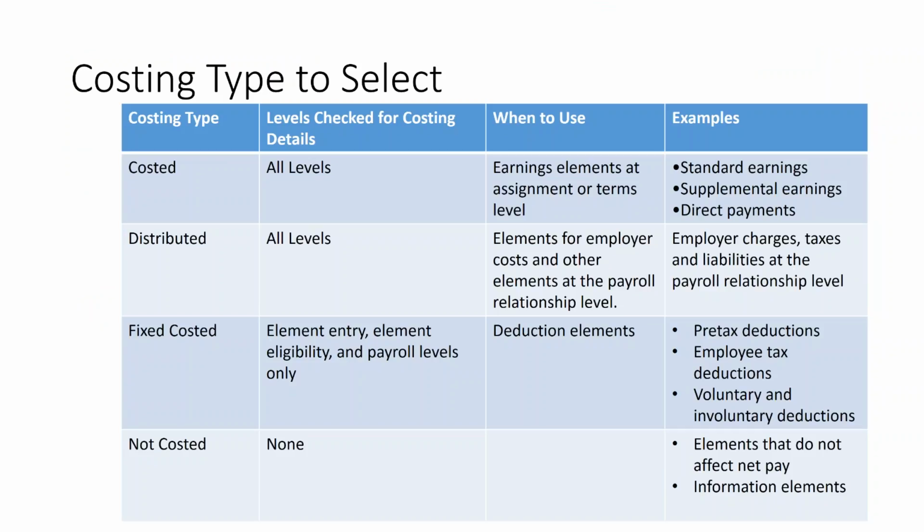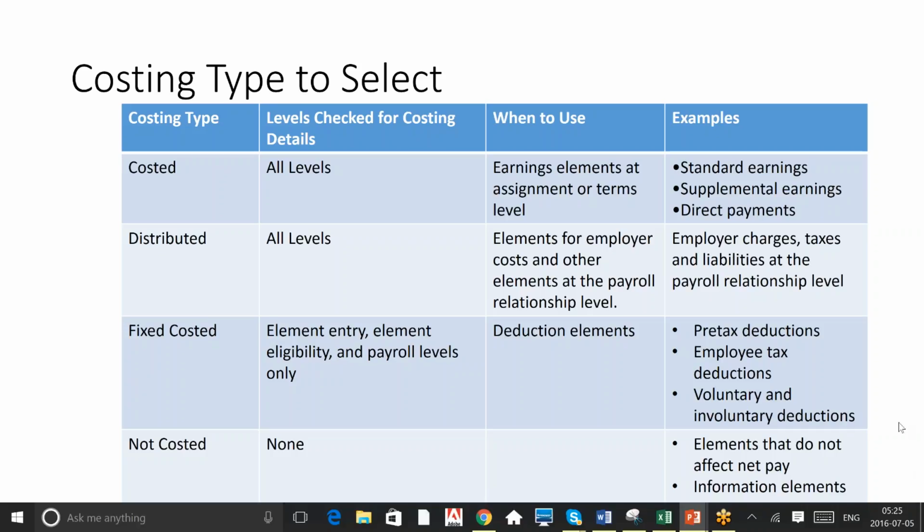Now for the costed, if we select costed as the costing type, then the costing can happen at all the levels. It's eligible to be costed at all levels. Most of the time, all the earnings elements are costed. The examples could be standard earnings, direct payment, supplemental earnings. In UAE, since we don't have any taxes, we don't have the direct payment thing. The standard earnings and direct payments are the same.